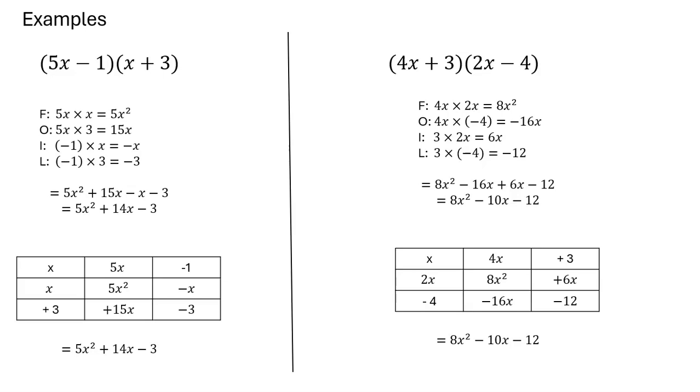If I combine it all, I then get 5x squared plus 15x minus x minus 3, which would then simplify to 5x squared plus 14x minus 3. So if I were to use FOIL, that's how I'd lay it out and how I'd work it.